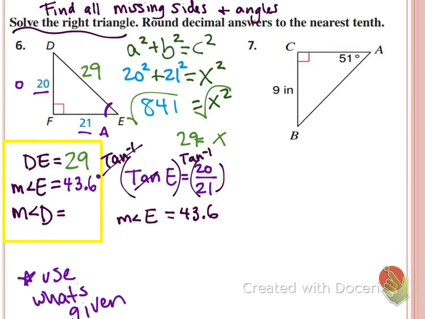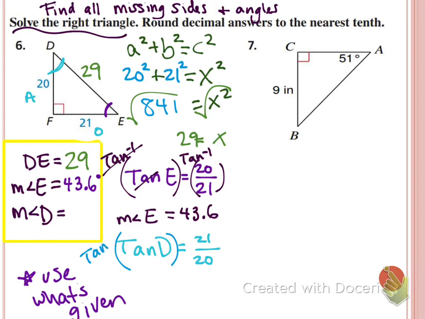We're going to do the same thing to find the measure of angle D. Again, I always recommend using the sides that were given. So from D, 21 is opposite and 20 is adjacent. So this time, tangent from D will look like 21 over 20. Yes, we're going to get different answers. We'll hit shift tangent.